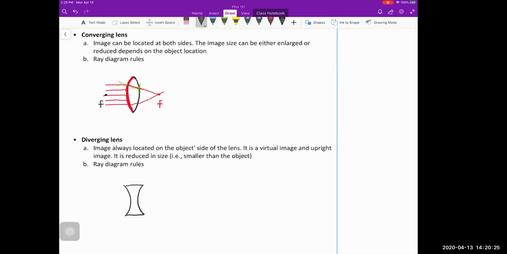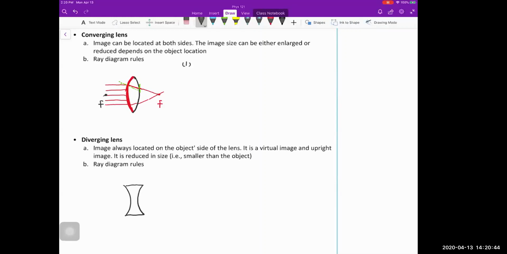Okay, question about this part. Let me give you the rules. When you do the lab, you need to know how to find the image location. So how do we find the image location of this kind of lens based on the ray diagram?